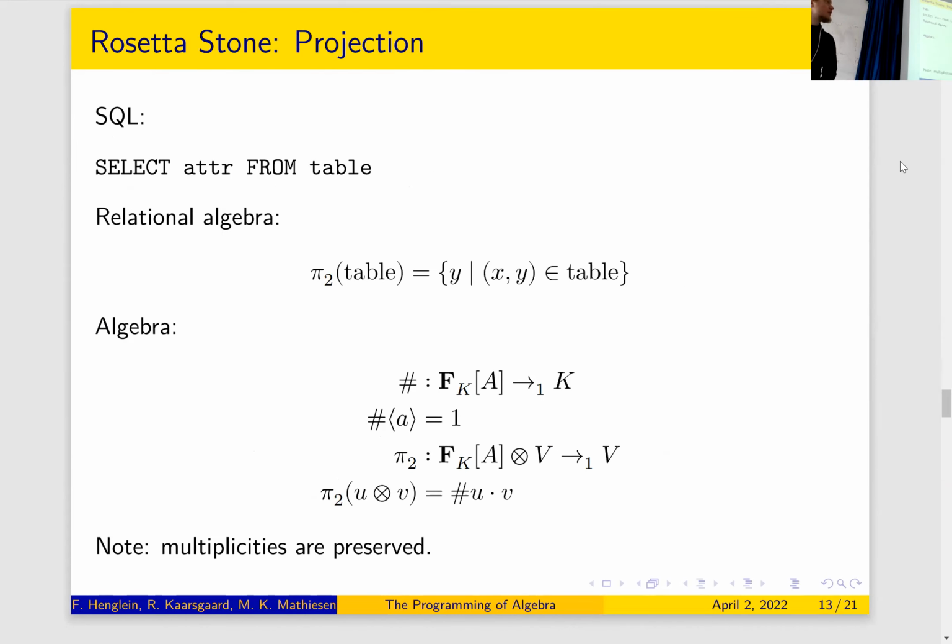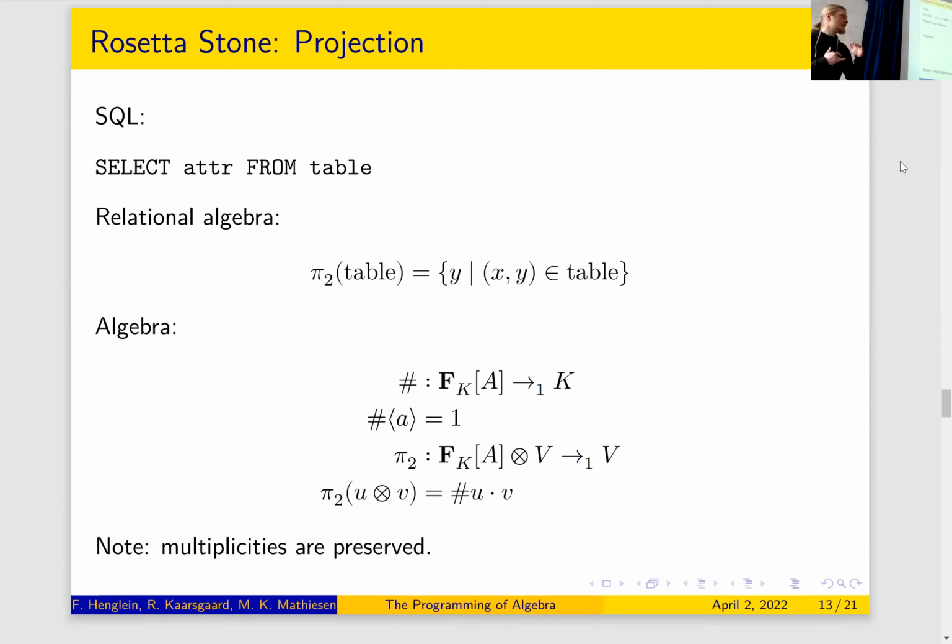Projection in SQL means you're selecting a subset of the columns that you want to look at. So just like this example, you're selecting one attribute from some table. In relational algebra, it would be the projection from the Cartesian product of some sets. So you're just saying, well, the set of all y where x, y is in the table. But be aware here that something also happens to the cardinality when you do this in set theory, because you're throwing away the x's. So you might have elements that only differ in the x value, but have the same y value.